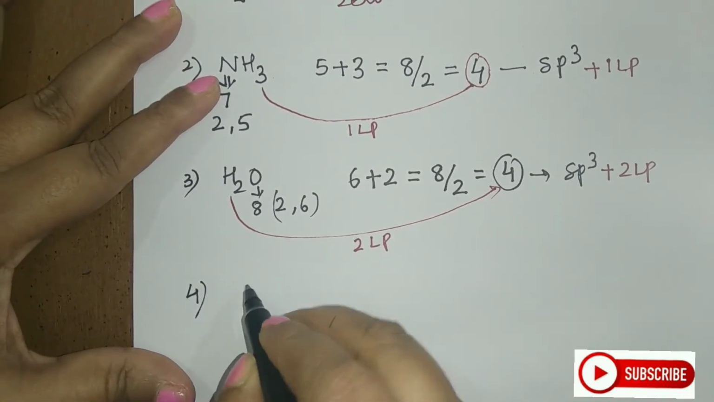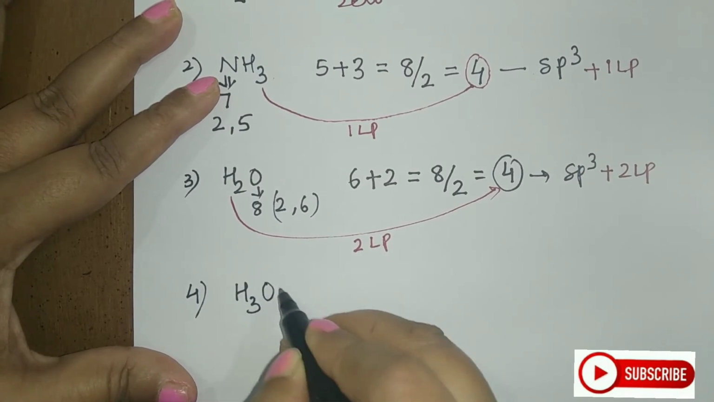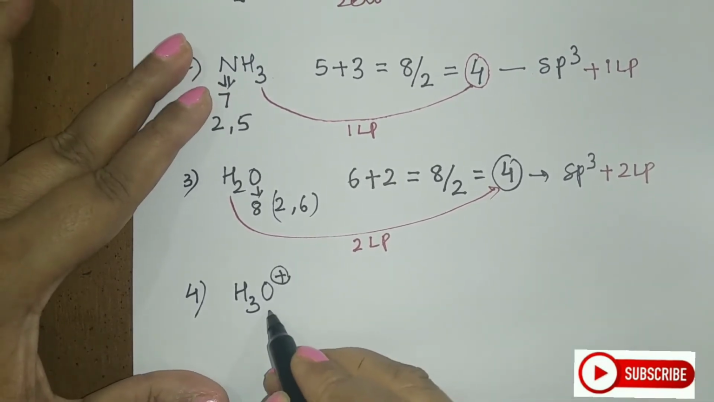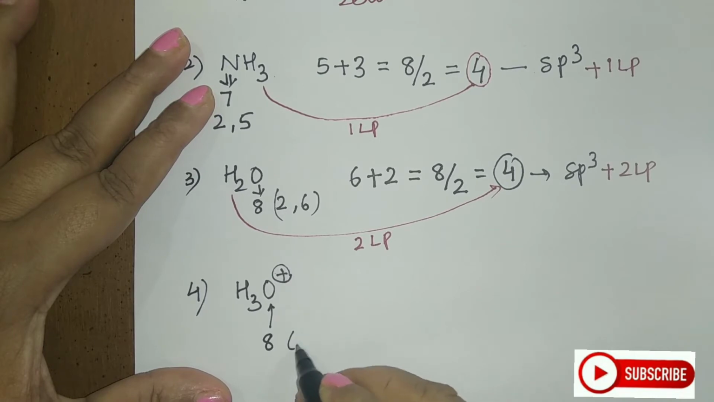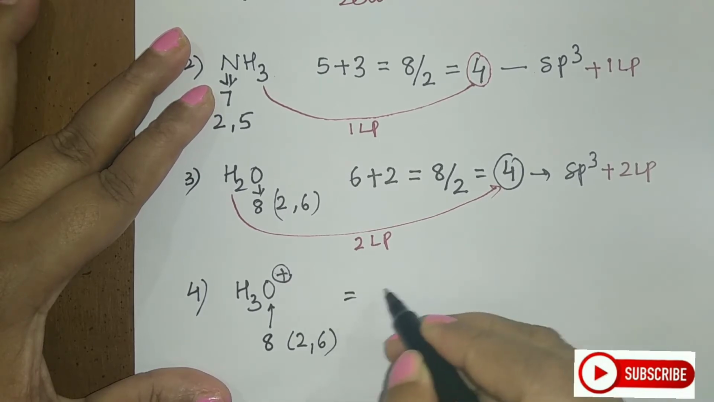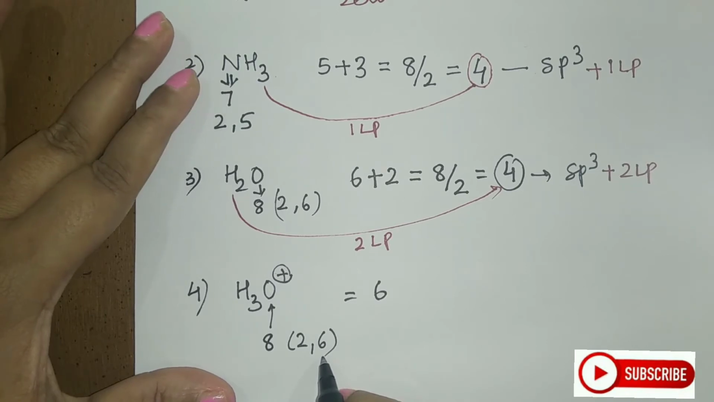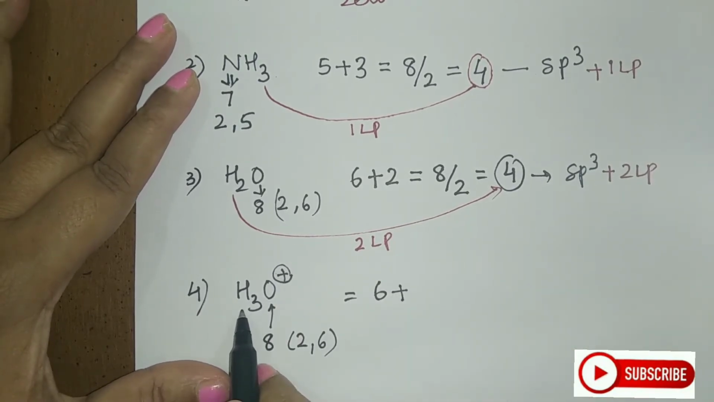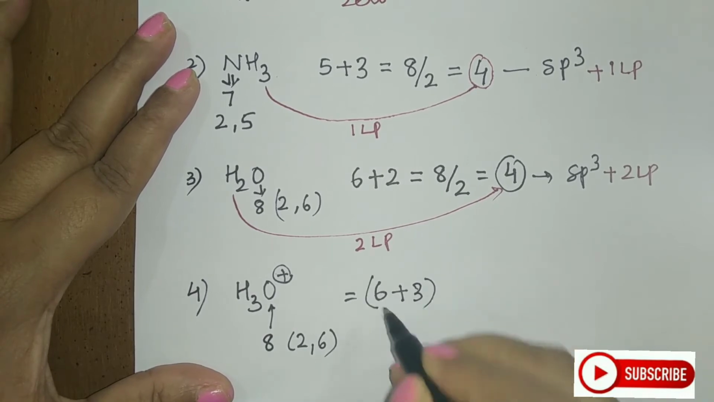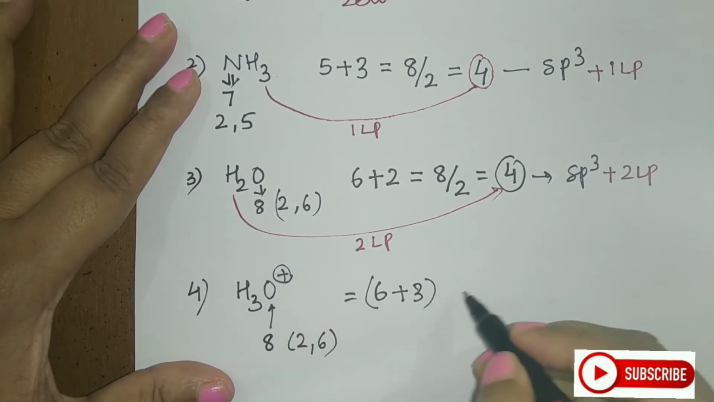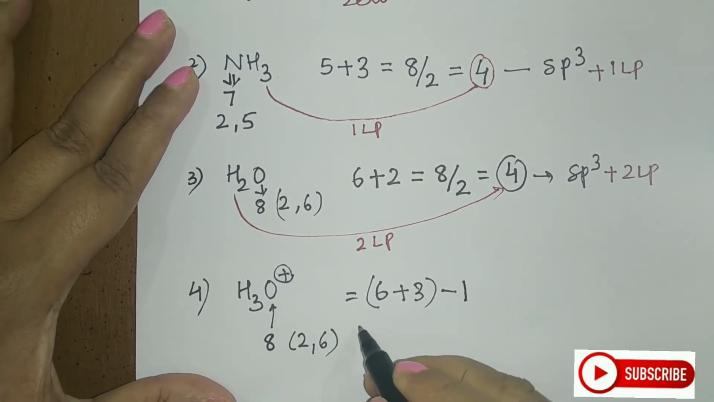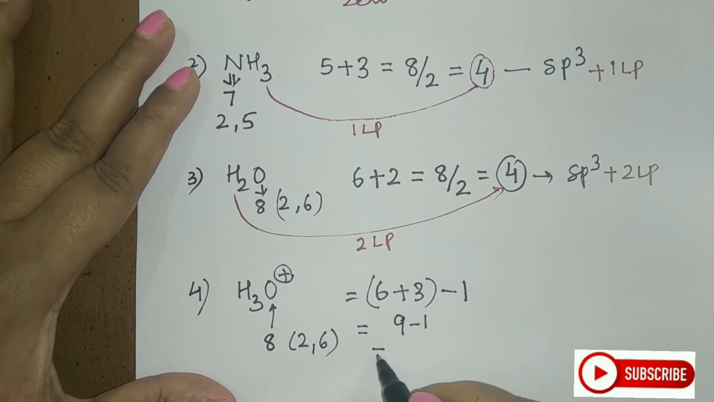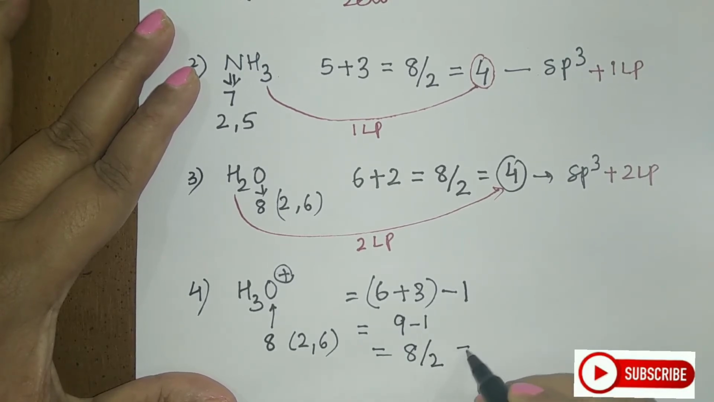Let us consider one more molecule and that is the hydronium ion. Here the central atom is oxygen. Its atomic number is 8, electronic configuration 2 and 6. So here I will take 6 electrons plus the number of monovalent atoms, 3. Now students, if there is a positive charge here, I will subtract that positive charge. Here it is 1 positive charge, so I will subtract 1. Now what I will get is 9 minus 1, that is 8. Again divide this by 2, you will get 4. So the hybridization here is sp3.